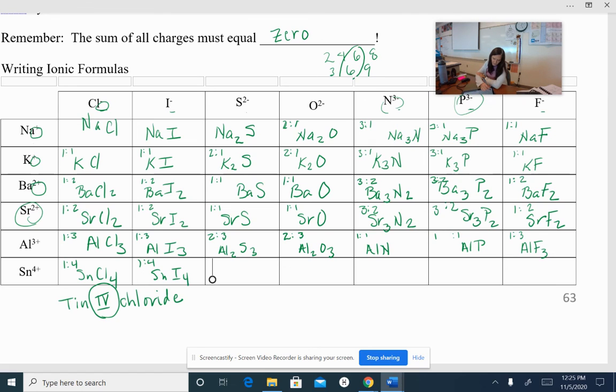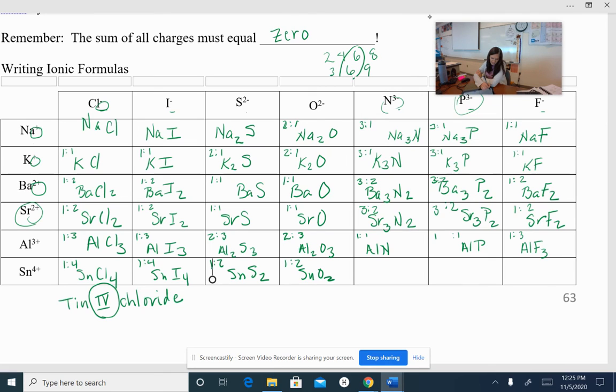All right, +4, -2. So I'm going to need 1 tin and 2 sulfurs. So tin 4 sulfide. 1 tin and 2 oxygens, tin 4 oxide.